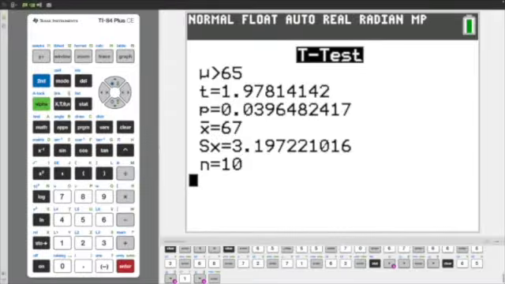Flip back to the notes. So from our t-test, we got a p-value of 0.0396. It says using a 5% level of significance, so alpha is 0.05. So p is less than alpha. If p is less than alpha, we reject the null.